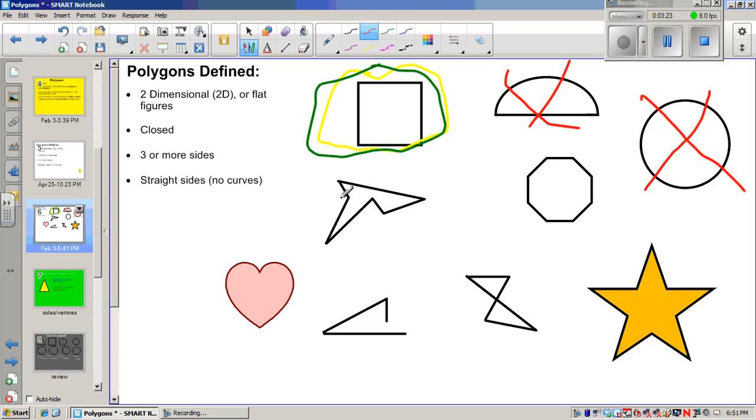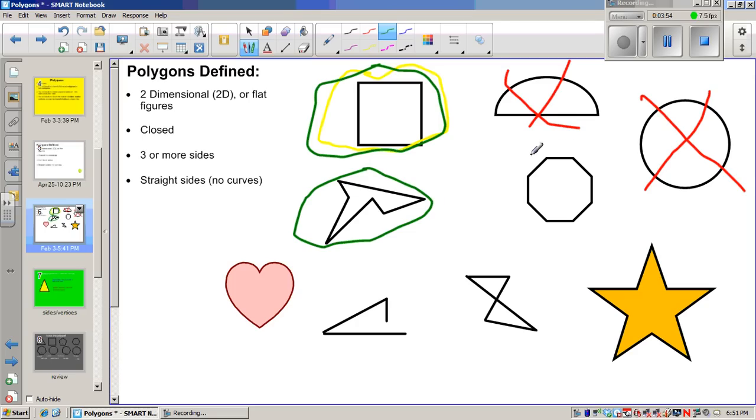Let's take a look at this guy. Looks a little funky, not like any shape we probably talked about before, but let's send it through our test here. Two-dimensional? Yep, it's flat. Closed? I don't see any openings in it. Three or more sides? One, two, three, four, five, six sides. Straight sides, no curves. So it looks a little funky, but it is a polygon.